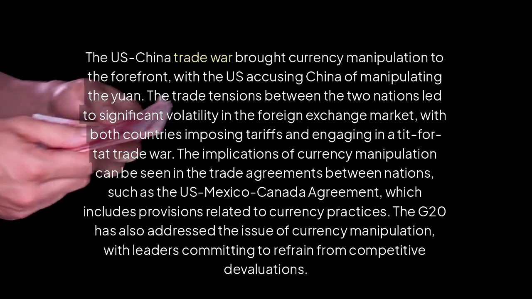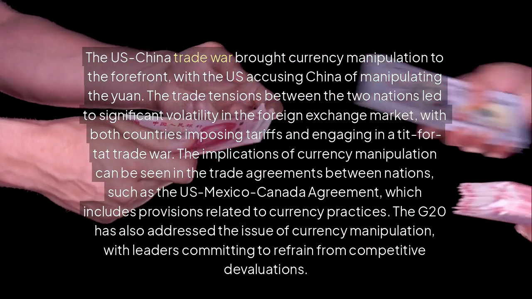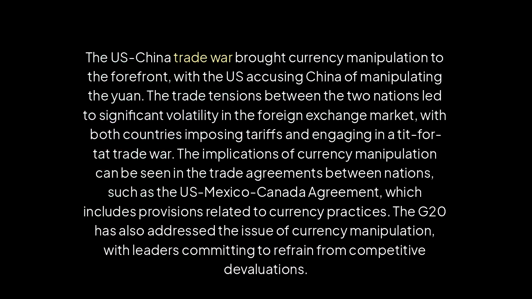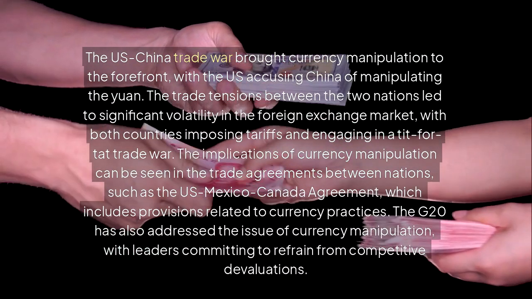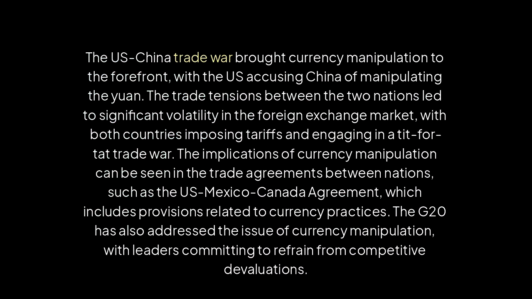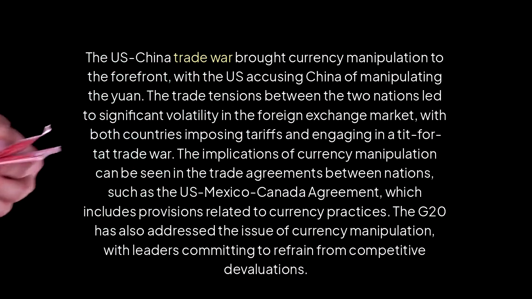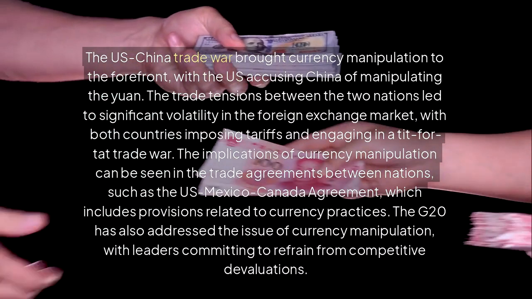The implications of currency manipulation can be seen in the trade agreements between nations, such as the US-Mexico-Canada Agreement, which includes provisions related to currency practices. The G20 has also addressed the issue of currency manipulation, with leaders committing to refrain from competitive devaluations.